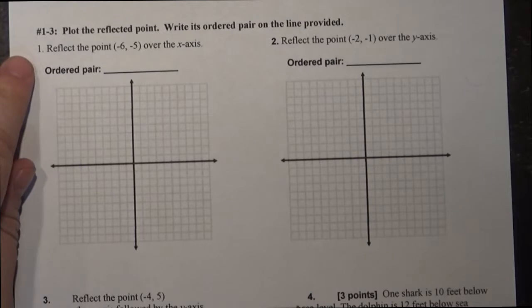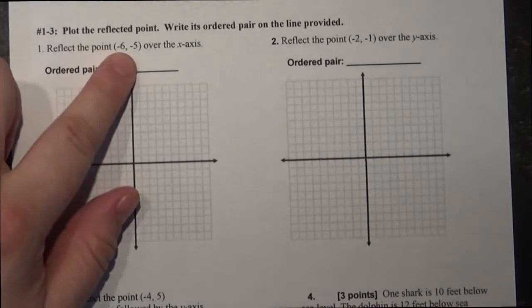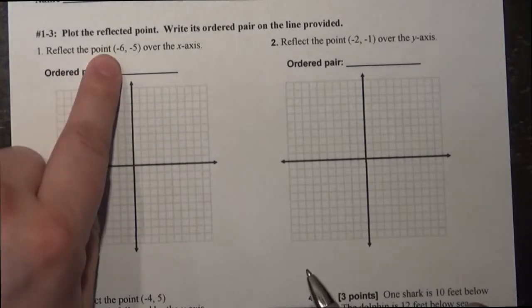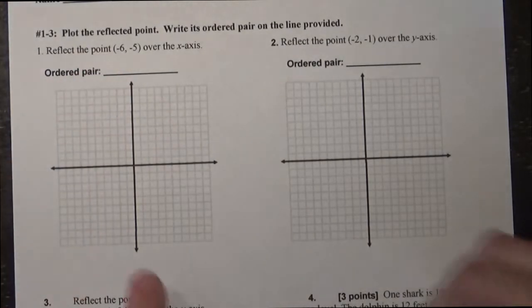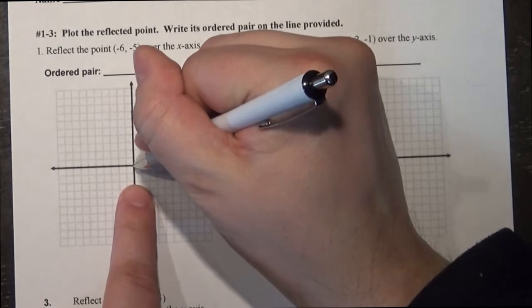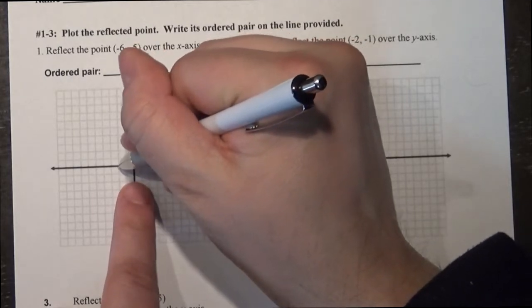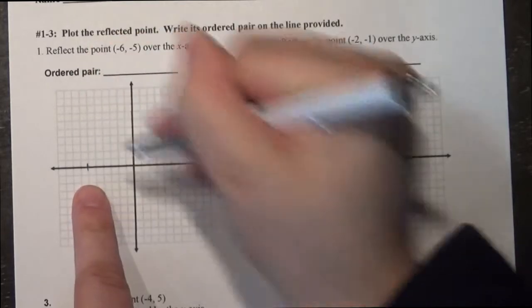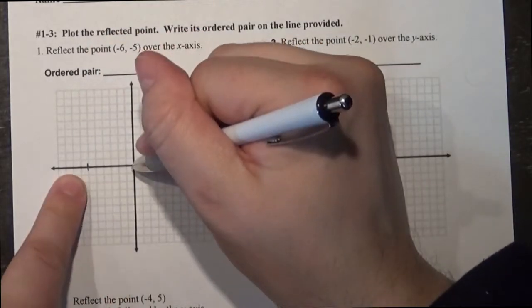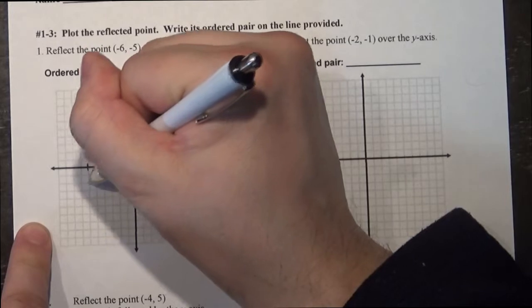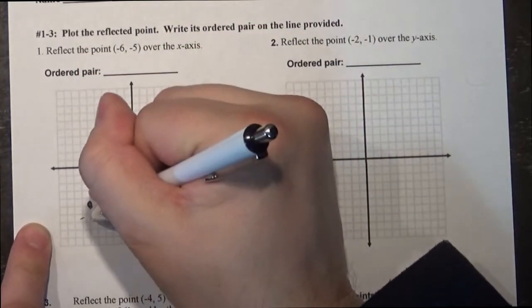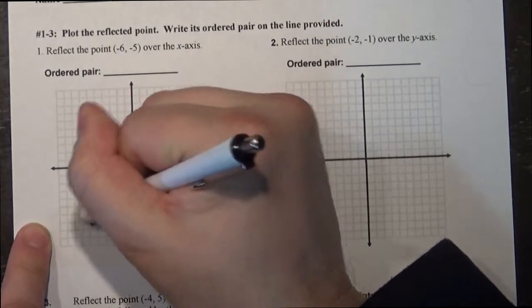So number 1 says reflect the point -6, -5 over the x-axis. So I'm going to go ahead and start by plotting out -6, -5. So I start at my origin. I go over -6. That's 1, 2, 3, 4, 5, 6. That's where -6 would be. Then I go down -5. That's 1, 2, 3, 4, 5. So right here is -6, -5.